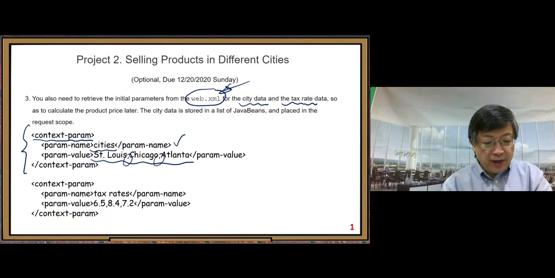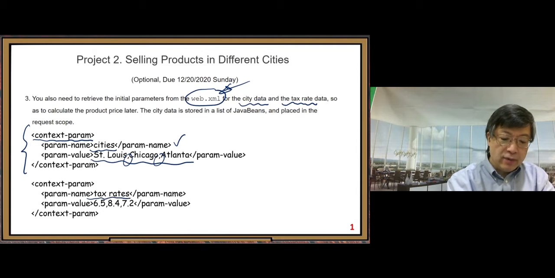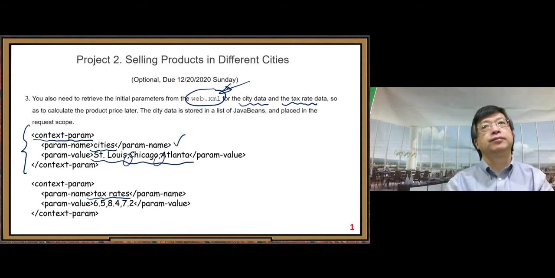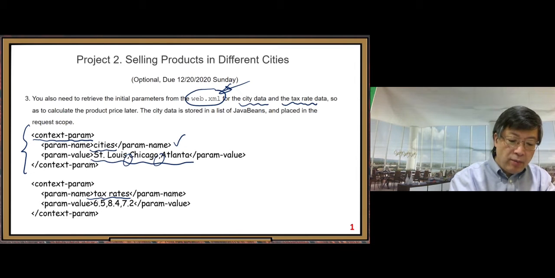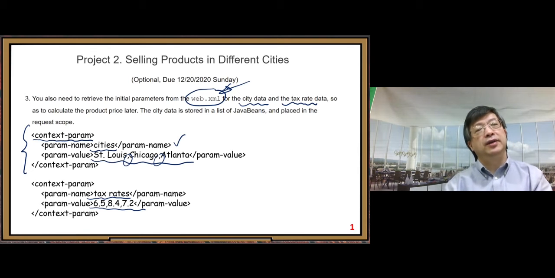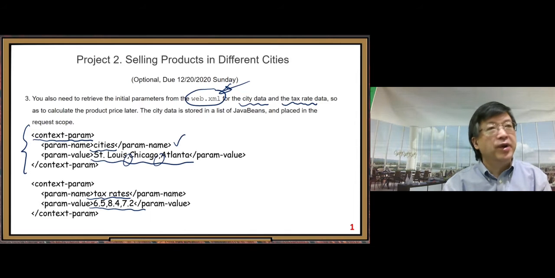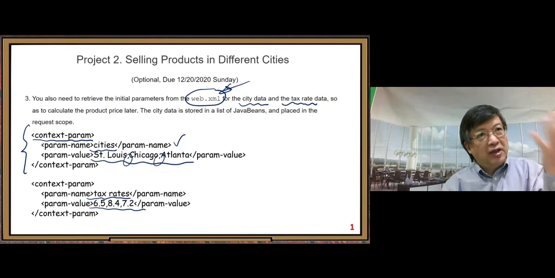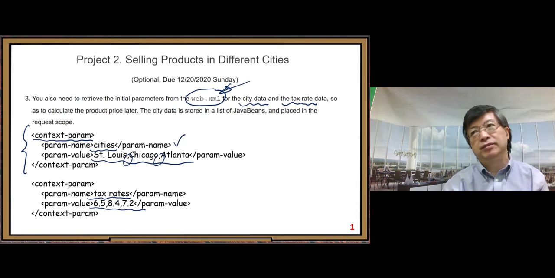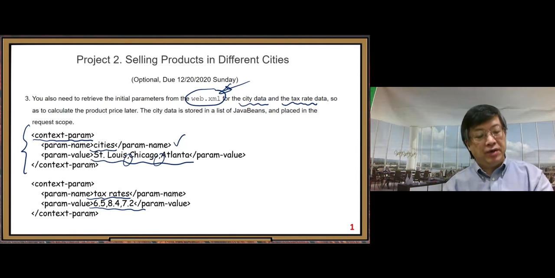For the tax rates, we use a similar way. The parameter name is tax rates, then the parameter values like that. This is just a simulation, so these are not necessarily the exact tax rates for those 3 cities. I just put in some random numbers. Next, we need to retrieve these numbers in our servlet.